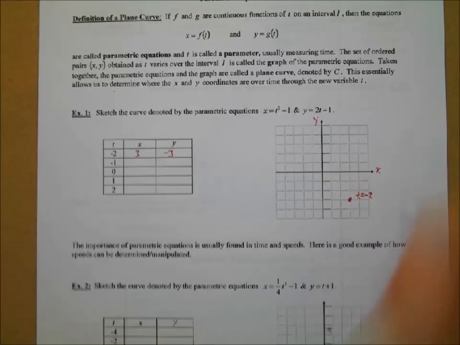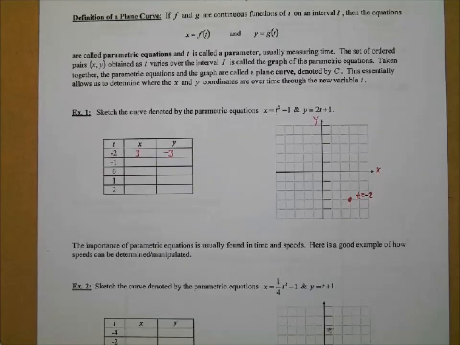Okay, we're just going to label the point t equals -2. All right, and so there's our first point. All right, that's it. So we'll just keep going.